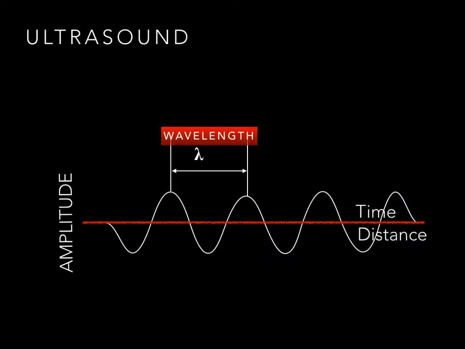Important properties of the ultrasound are its wavelength and its amplitude. On the x-axis, there's time or distance, and on the y-axis, there's the amplitude. Wavelength, or lambda, is defined as the distance occupied by one full cycle. Amplitude, or capital A, refers to the maximum variation of particle displacement or acoustic pressure of the sound wave.